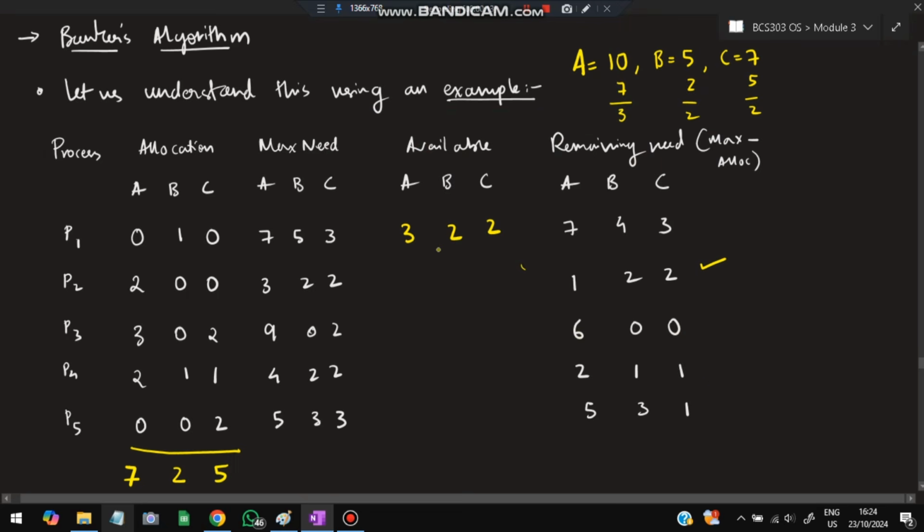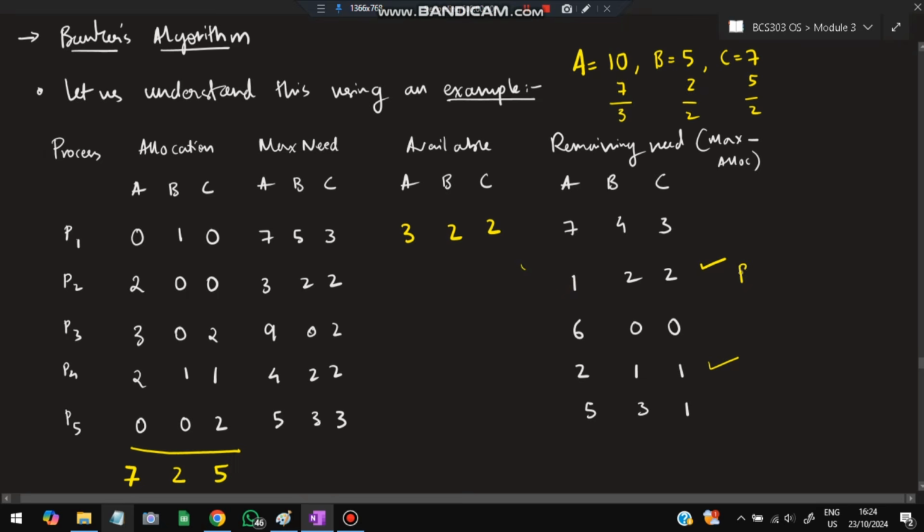211, can this be satisfied? Yes. From 3 I can give 2, from 2 I can give 1, from 2 I can give 1. So this can also be satisfied. 531, no, it cannot be satisfied because it is 3 and its requirement is 5 here. So either this one or this one we will take. We will go in sequential order. We will take this one. Once I give 1 from here and 2 from here and 2 from here, this process will utilize those resources, execute and complete successfully.